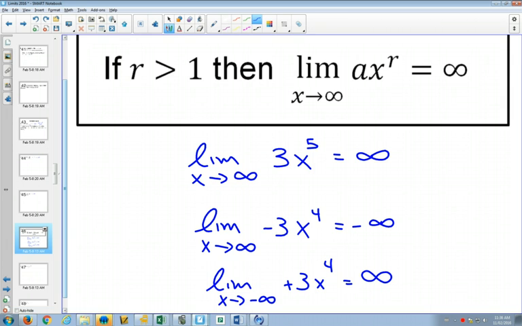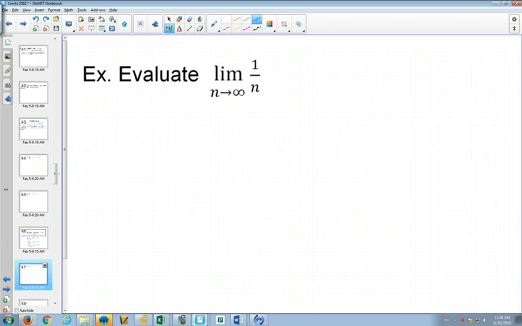So we're really thinking about what happens if I put a big number in there. Is it going to get big or not? And is it going to be positive or not? Okay? Here, now we have 1 over n. What's going to happen if we put a really big number into this one? It's going to get smaller. Okay? And it's going to get closer and closer to 0.